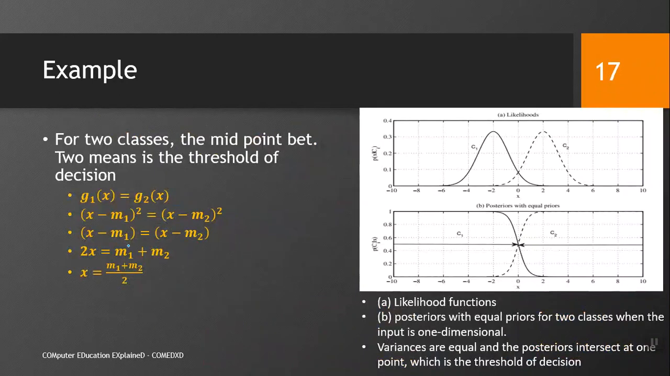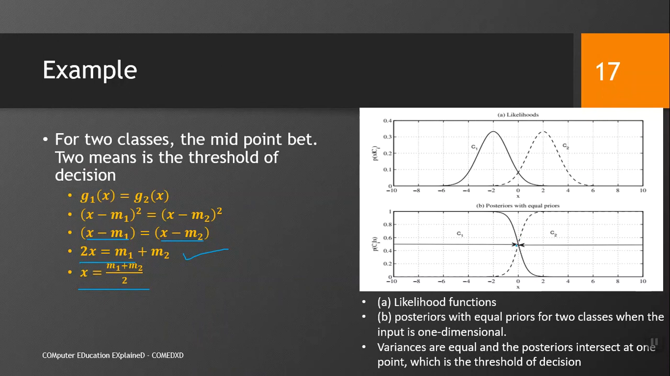And here we have taken the squares out, right, this is now equal to this, and we can simplify it like this, x minus m1 and x minus m2, right. So we can simplify it like this, and finally it could be written as x is equal to m1 plus m2 over 2. So this is the decision boundary about x, right? For two classes, the midpoint between the two means is the threshold decision, right?